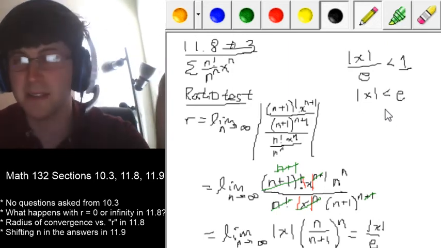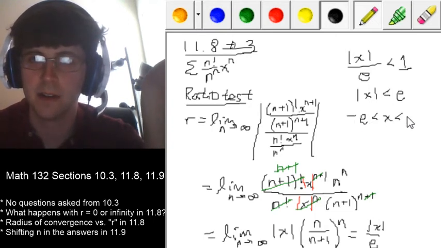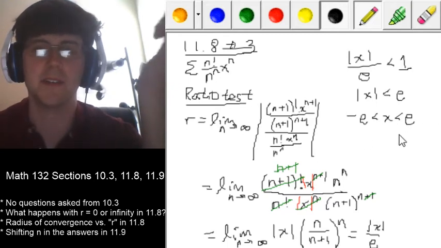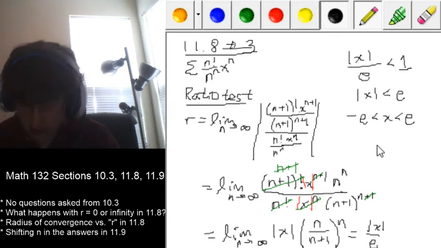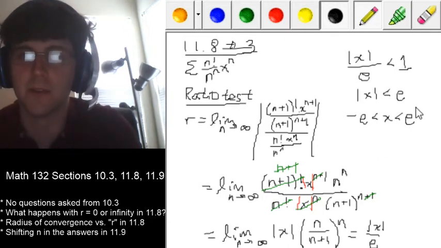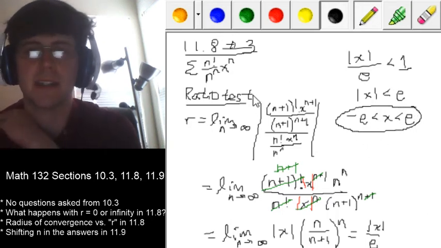How do you make the absolute value of a number less than e? Well, you have to make sure it's not too negative, and you have to make sure it's not too positive. It can't be too big in either direction. And I'm pretty sure the directions here say don't check the endpoints. Yeah, they don't check the endpoints, so we're going with this for the interval. This is the interval of x's where this series converges.